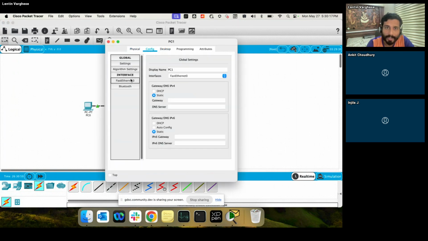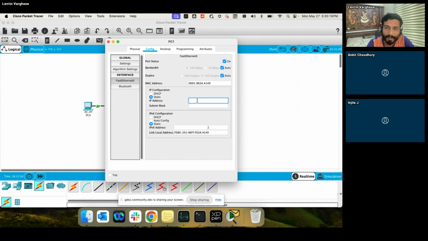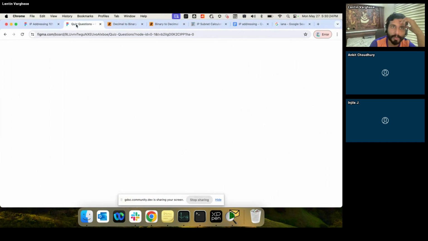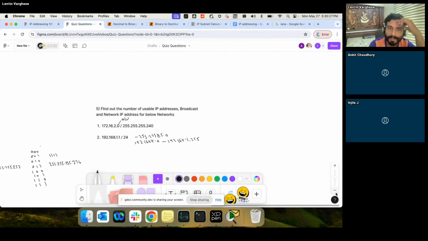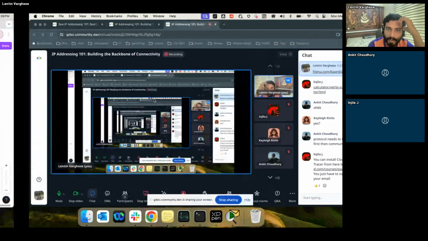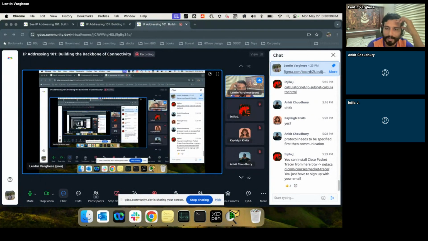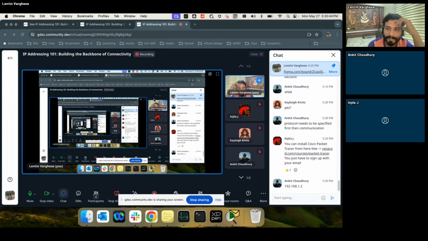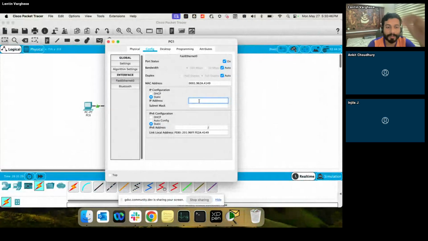Okay, question time. What IP address should I put here to enable the communication? You may post it in the quiz question, Figma board, or in the chat channel. What IP address should I use in the second computer? Yep, there you go. 192.168.1.2.